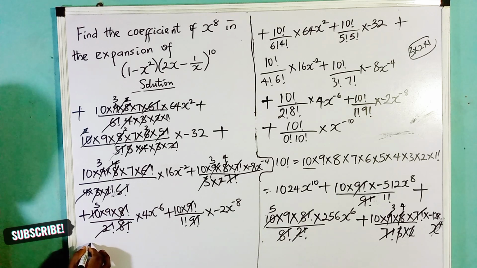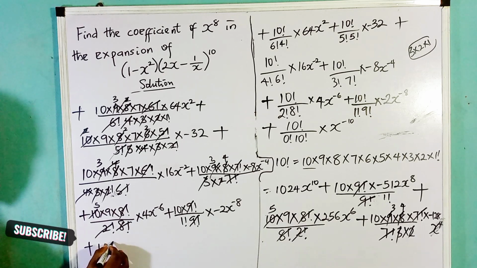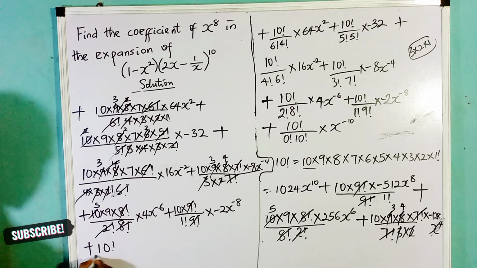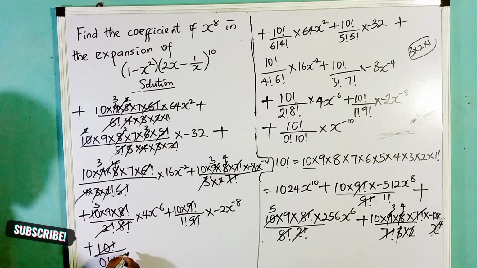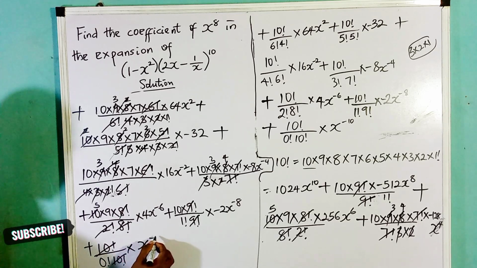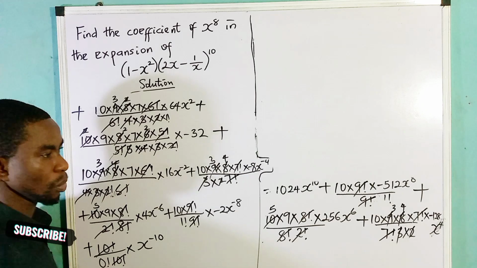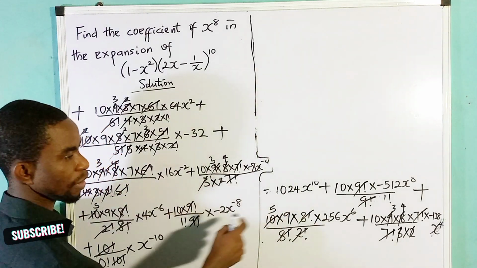Now lastly, we have 10 factorial over 0 factorial 10 factorial. This cancels itself, and then times x raised to the power of minus 10. Right now, let's multiply the numbers that we have.